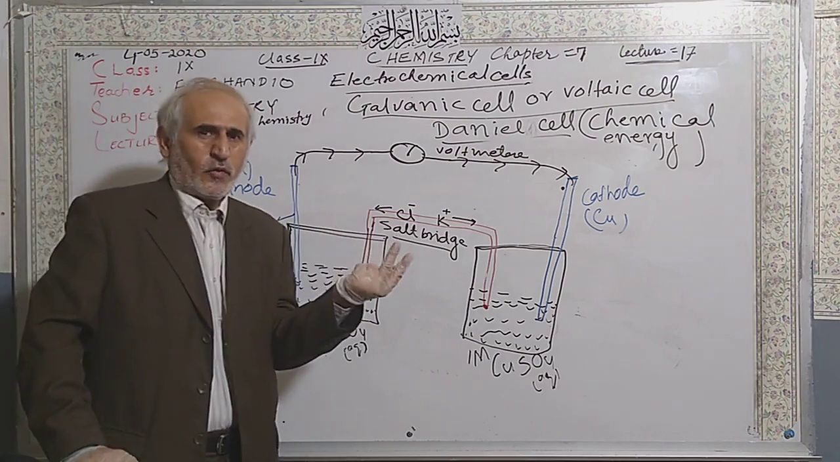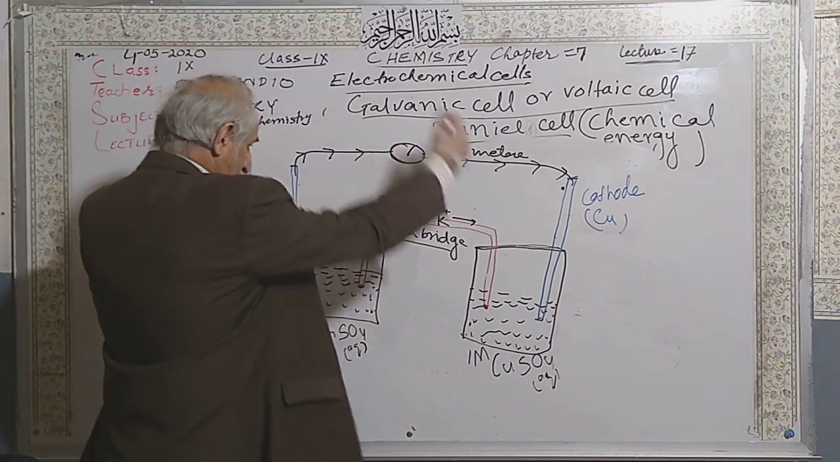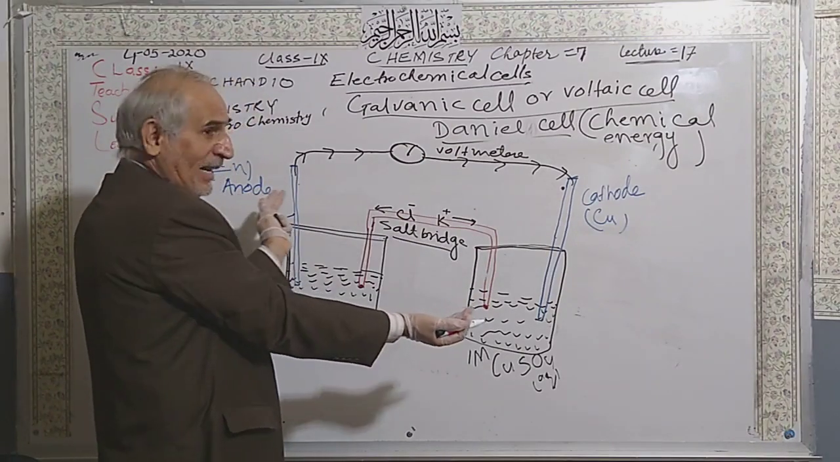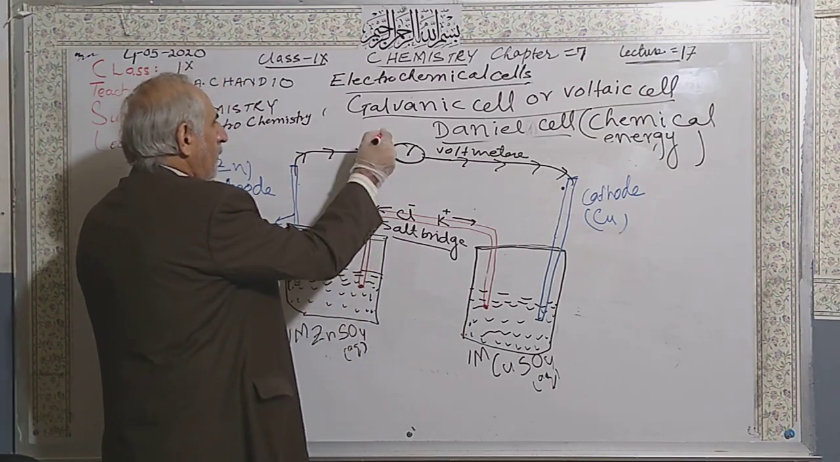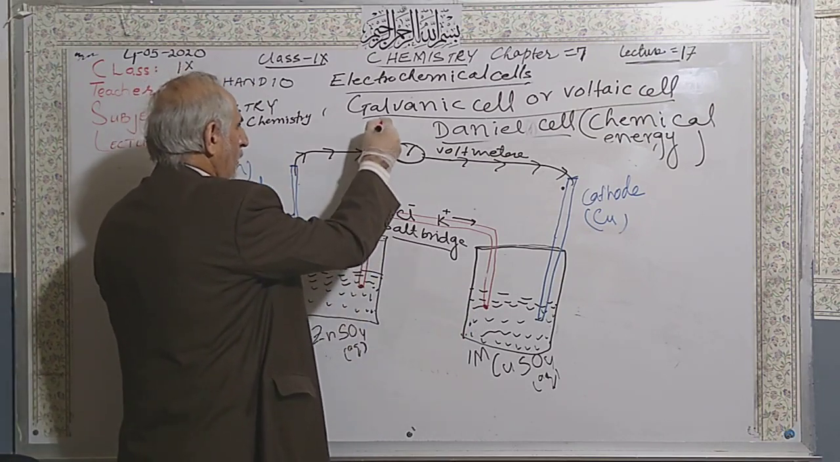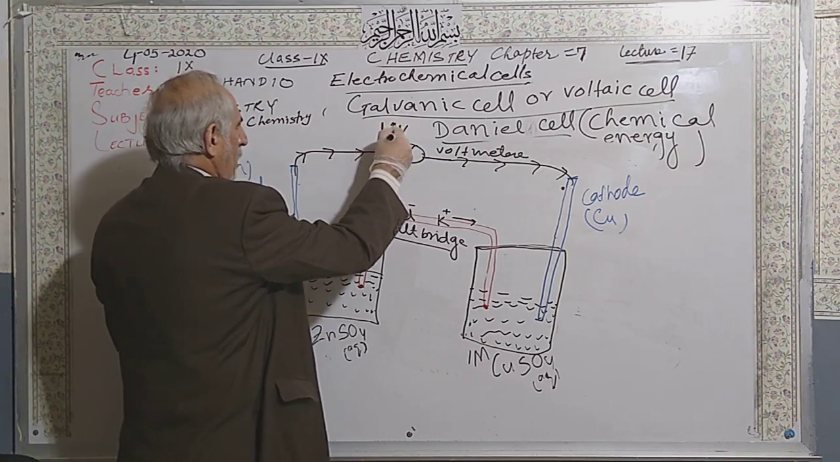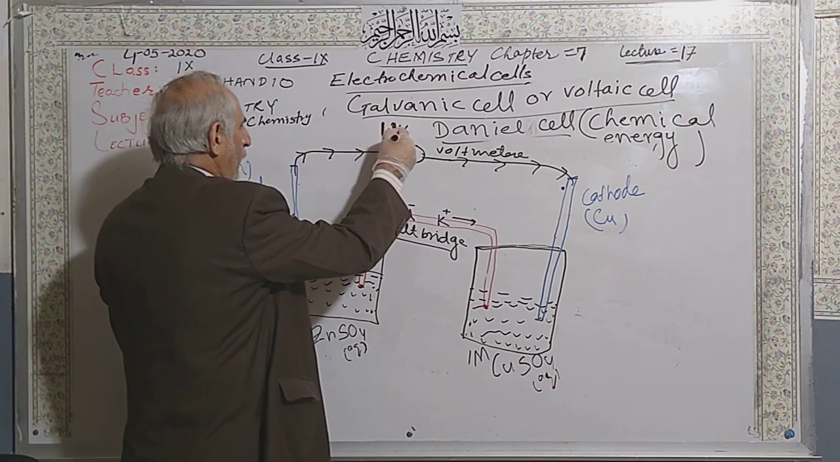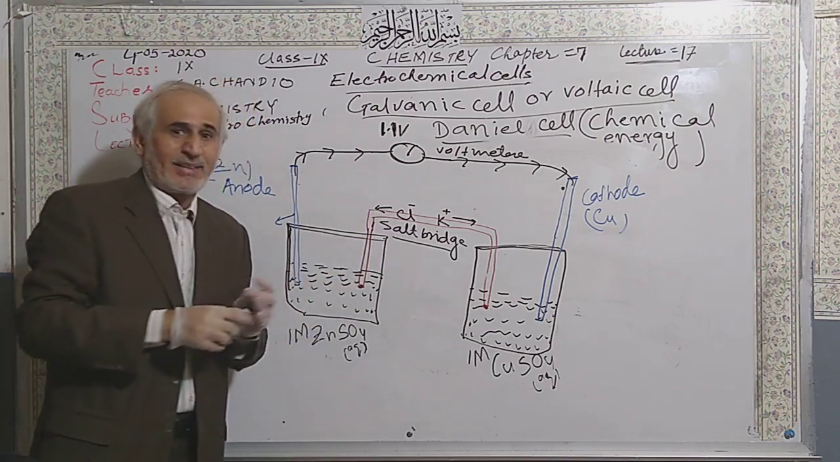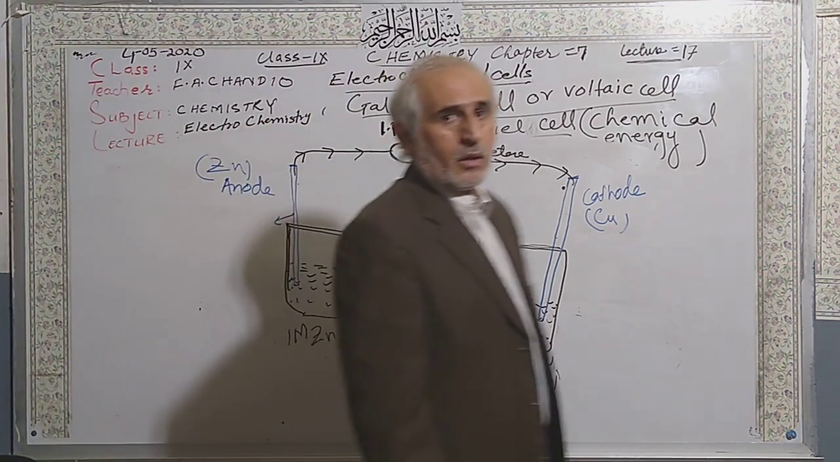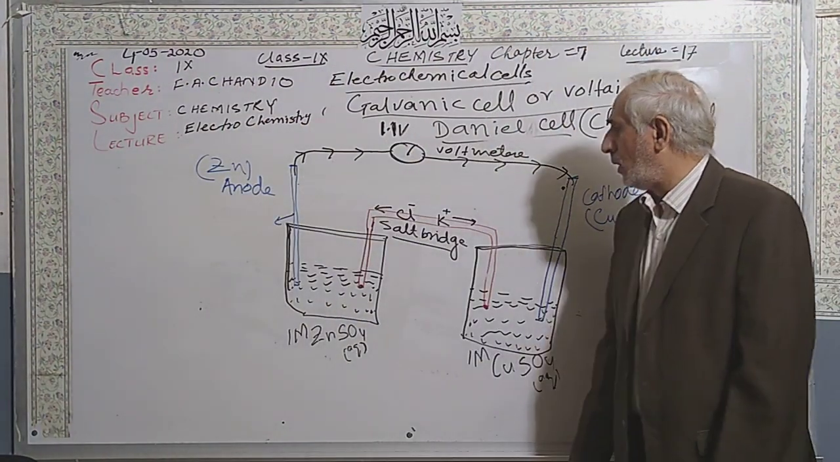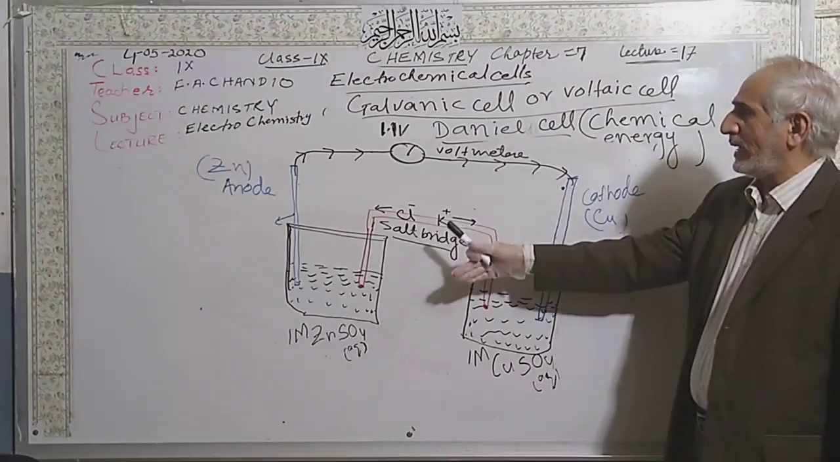This is only information for you, not given here. So this cell, this Daniell cell, zinc copper couple, will give, students, I will explain this, 1.1 volt. 1.1 volt will be produced by this cell. So this is the complete cell.